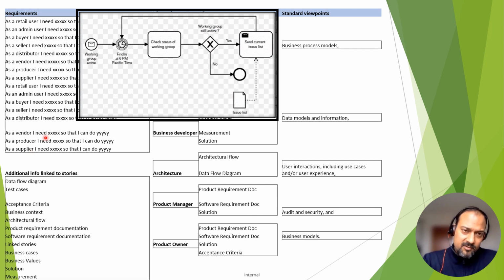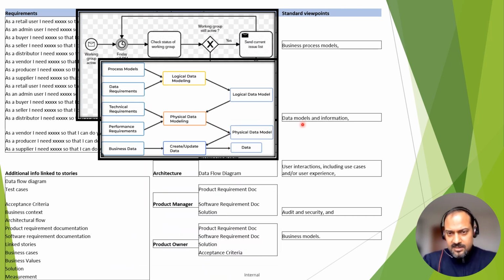So these many requirements, if we fit them into one solution, what would the process flow diagram for that solution look like? That would be represented in this form, and it comes under the business process models. In a similar form, the data models and the information. For the same set of requirements, they have data flow diagrams that could be logical, conceptual or physical.